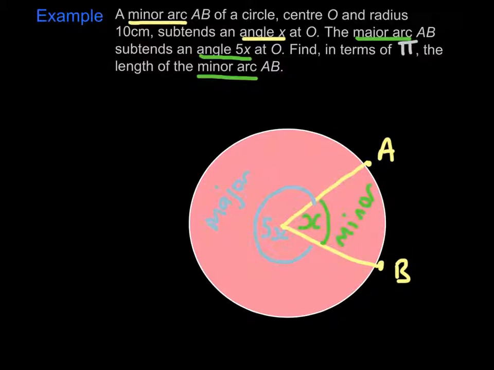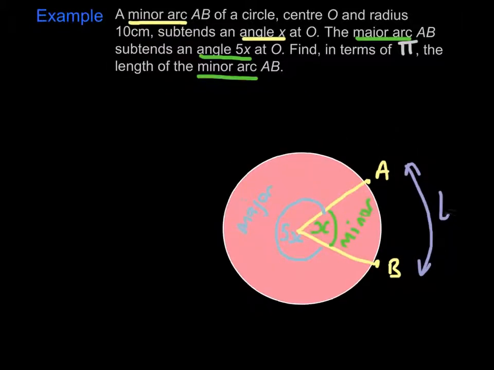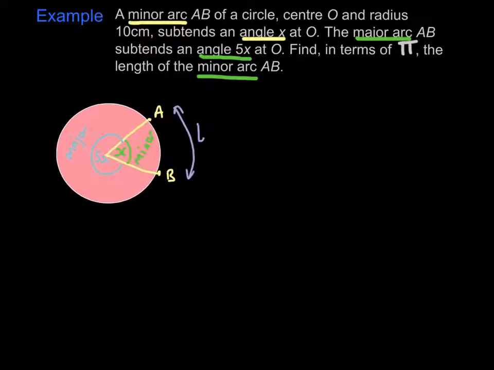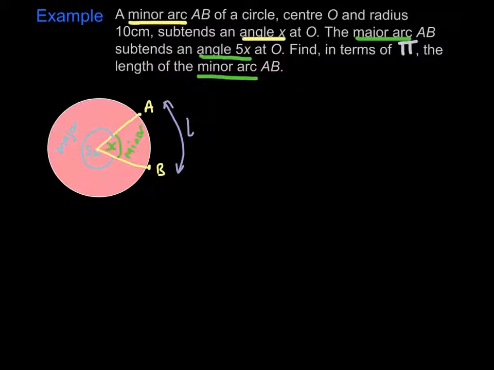Alright? So this does look like it could be a little bit complicated because we don't know what the angles are. Okay, we know what the radius is. The radius is 10 centimeters. But we need to work out what that angle is.